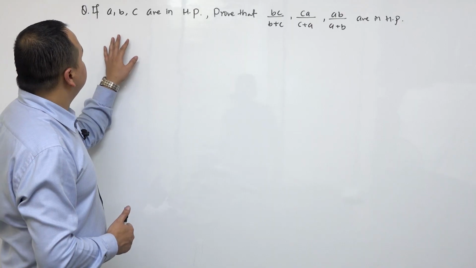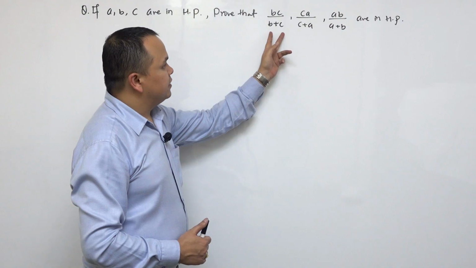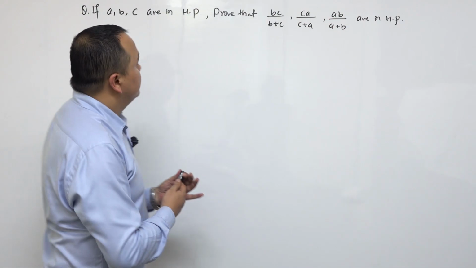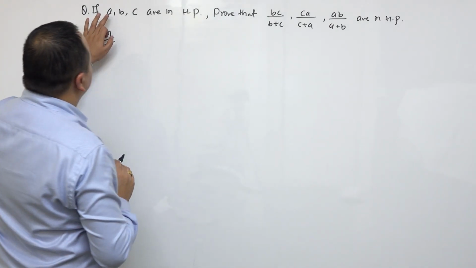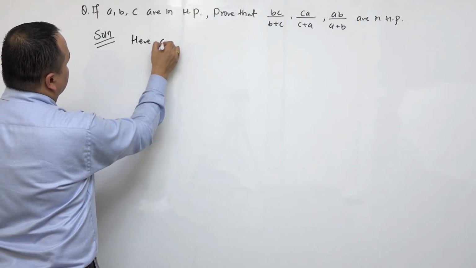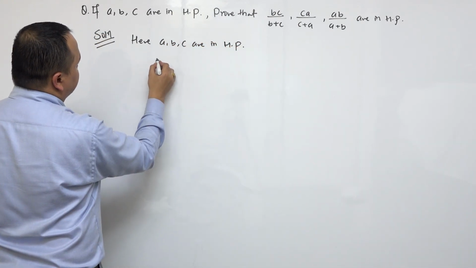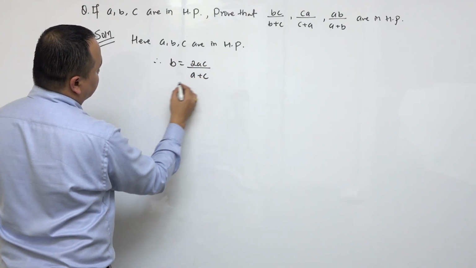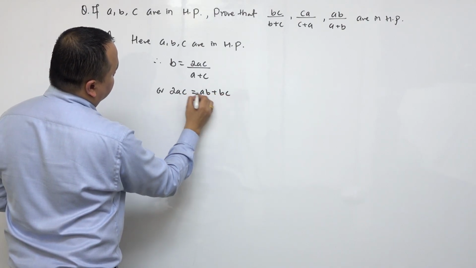Now we have another example. If A, B, C are in HP, prove that BC upon B plus C, CA upon C plus A, AB upon A plus B are in HP. For this solution, by given A, B, C are in HP. Therefore, B is equal to 2AC upon A plus C, or 2AC is equal to AB plus BC.